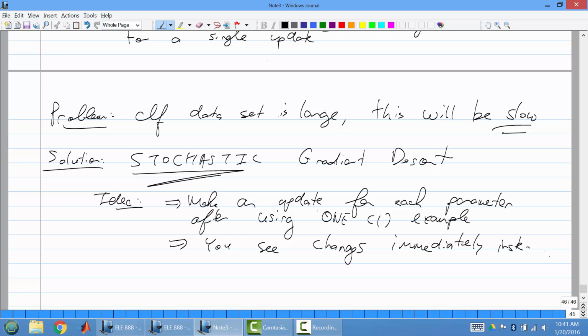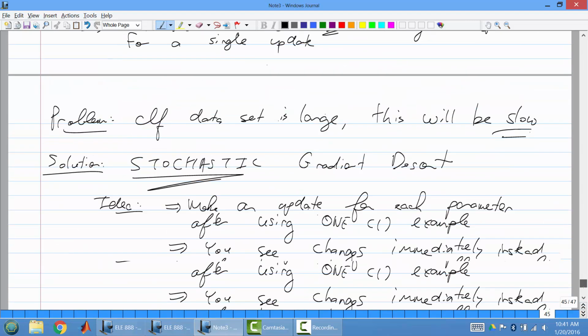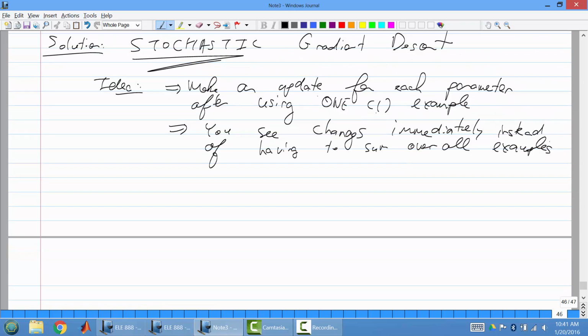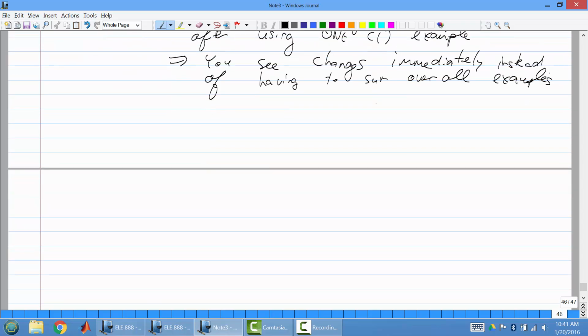I'll just give you the pseudocode of the algorithm, and then we'll stop. Instead of having to sum over all examples, you're just using one example to do the update rather than several, whatever the size of the data set will be. So the algorithm is this.